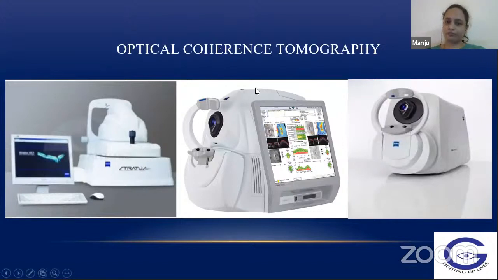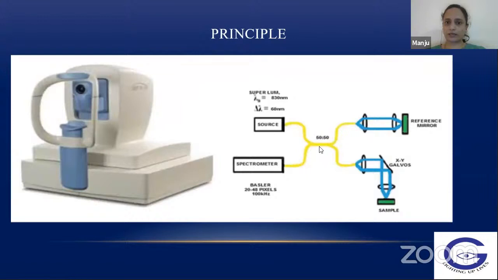OCT has transitioned from time domain to spectral domain and now to swept source OCT. It works on the principle of Michelson's interferometry. An incident wave is divided into two. One part is projected onto the reference mirror and the other goes to ocular structures. These two waves are reflected back and taken up by an interferometer, which measures the coherence between the two and thus calculates the thickness of the various ocular structures.